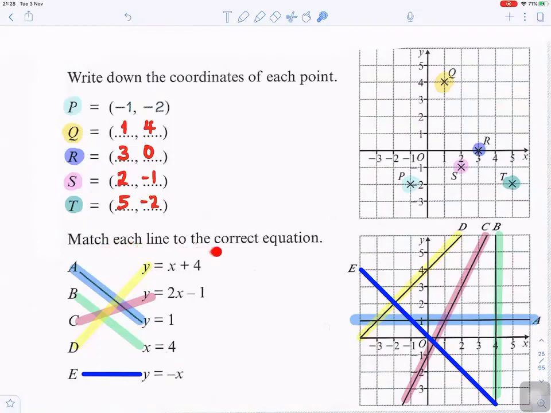Match each line to the correct equation. Let's start with line A. If we take one point there, it is 0, 1. Then 1, 1; 2, 1; 3, 1; 4, 1; -1, 1; -2, 1. They all end with a 1, so y equals 1. So that's line A.